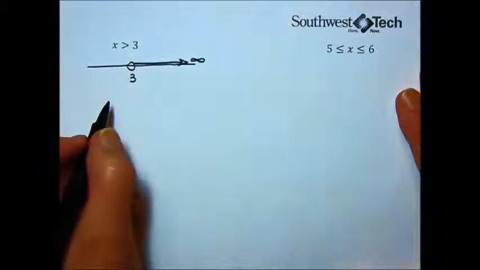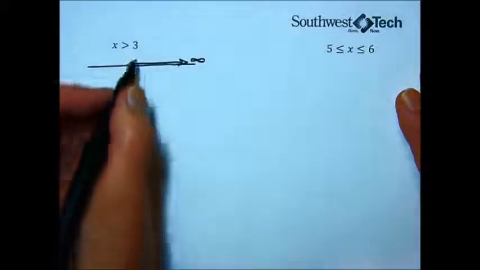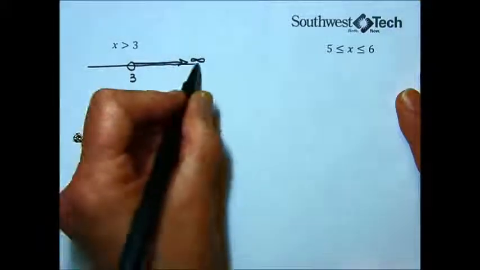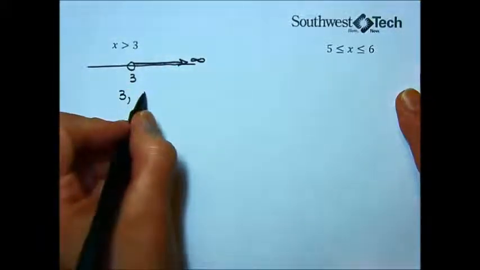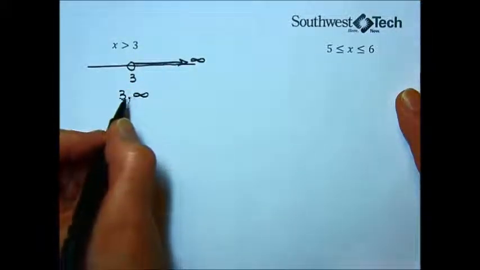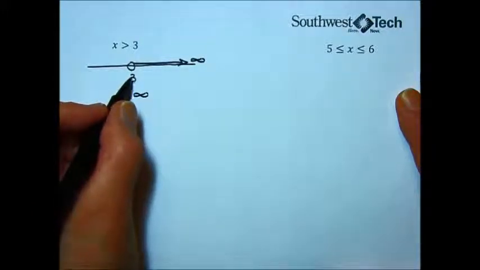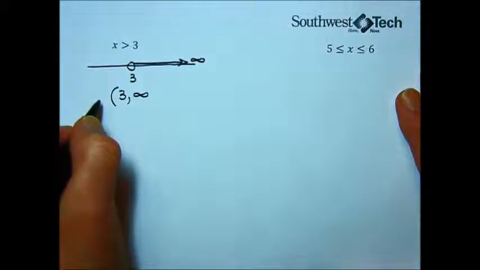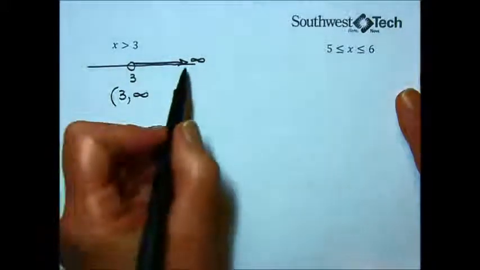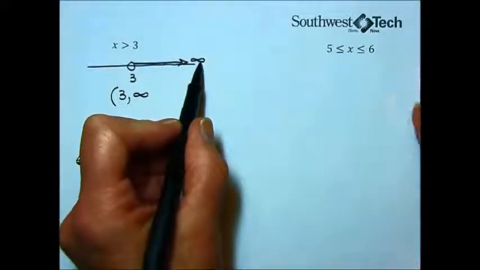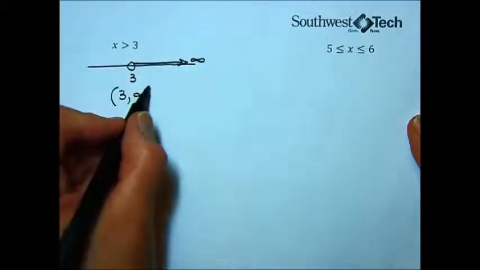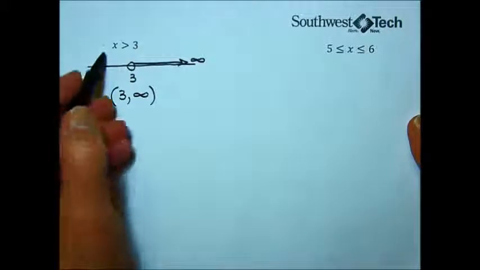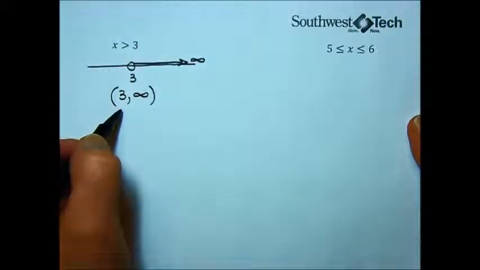except we're not including 3, so I have an open point here. In interval notation, you always write your smallest value first, your end value or your largest value second, and because we're not including the 3, we use the parenthesis because of this being an open interval. Infinity, because it does not end, also will use the parenthesis when we express this inequality using interval notation.